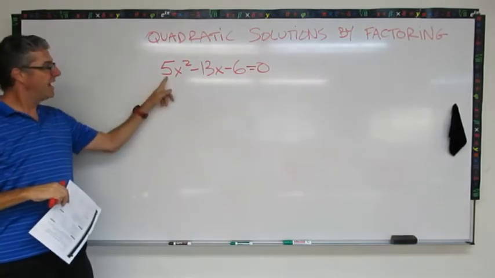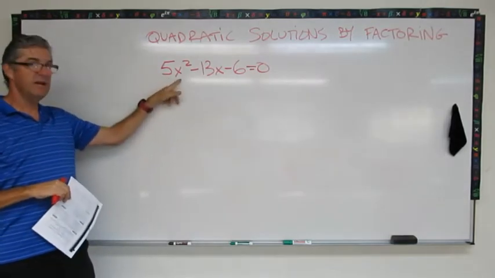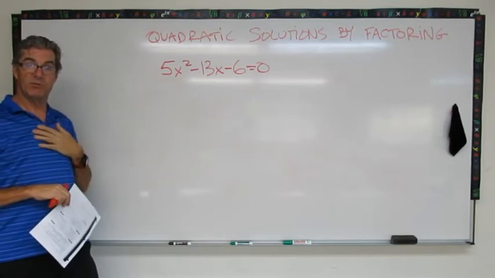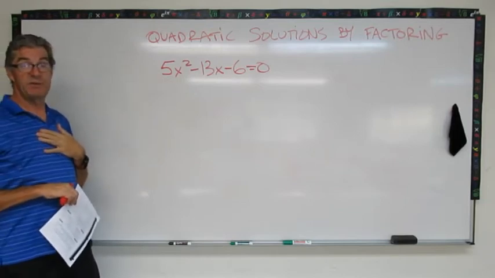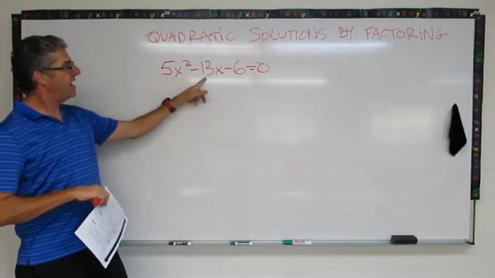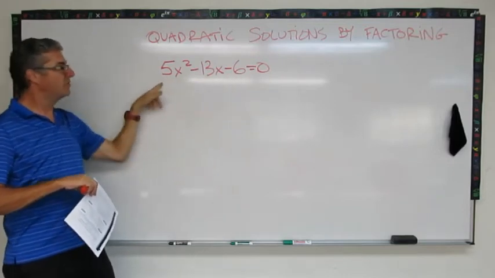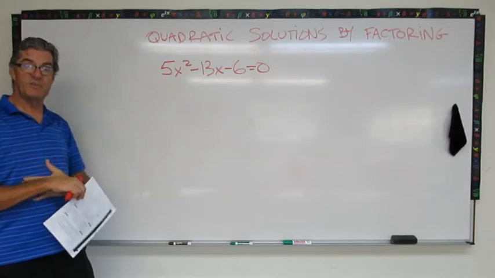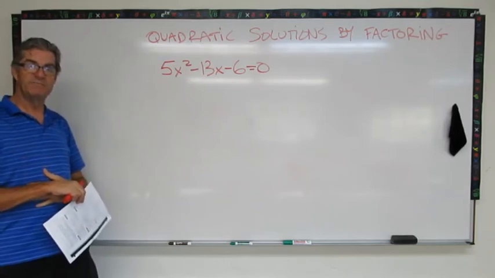Notice how we have a coefficient on the x squared, so that should be your prompt that we're most likely going to split the middle term on this problem. Because indeed, you can't factor a 5 out of these two terms. So we're stuck with that quadratic. If you want to try this before I explain it, pause the video.